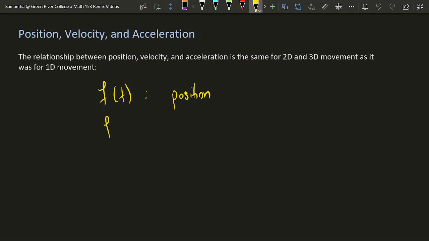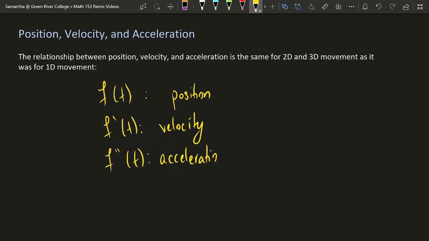In one-dimensional space, if you had a function that represented the object's position, then you could find the velocity just by taking the first derivative, and you could find the acceleration just by taking the second derivative. And the situation is extremely similar in higher dimensions.